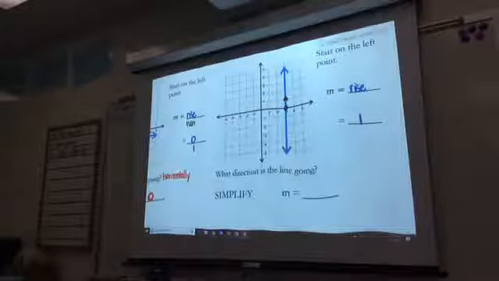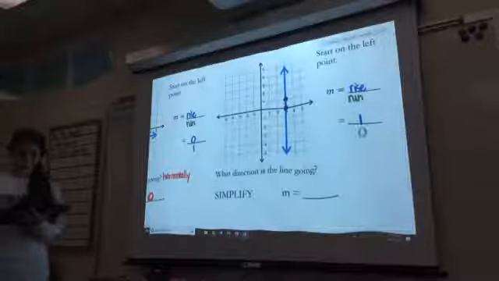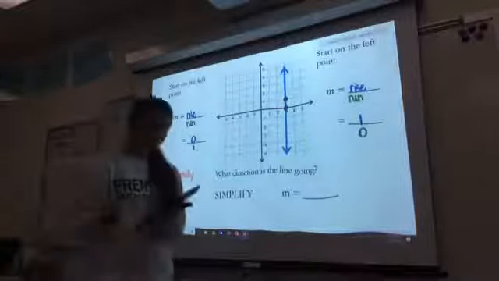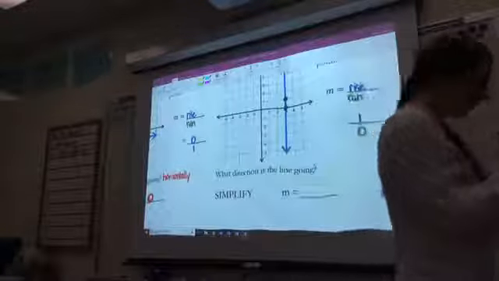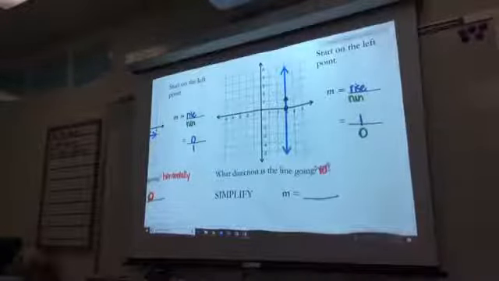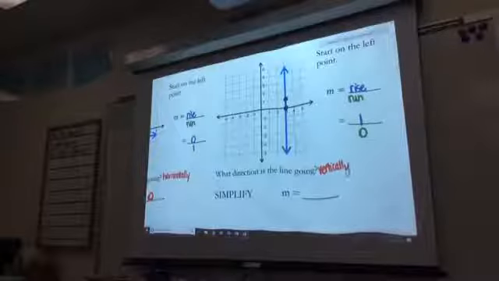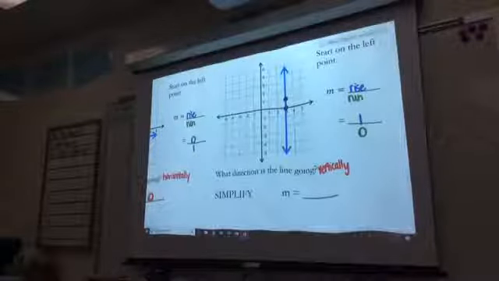What comes next? My run. Do I have to run anywhere? No, so what do I put? 0. What direction is this graph going? Vertical. Okay? Now go simplify. 1 over 0.